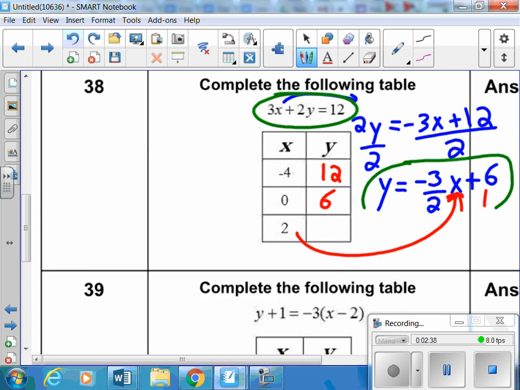Last one, we plug in 2 for x. 2 times negative 3 is negative 6. Negative 6 divided by 2 is negative 3. So now we have negative 3 and then plus 6. And negative 3 plus 6 is positive 3. And that would be your answer.